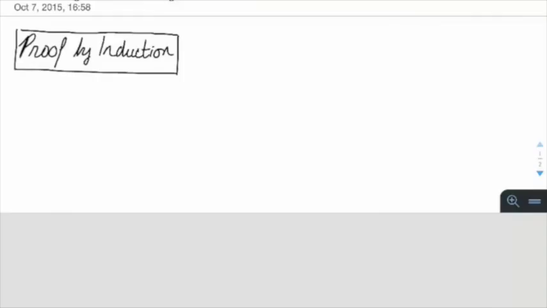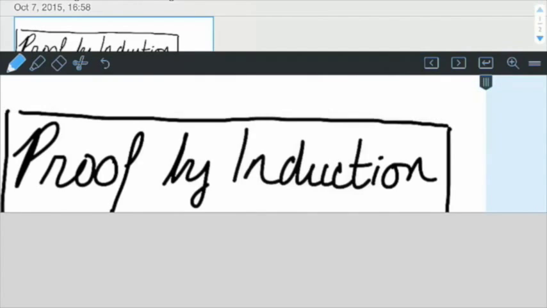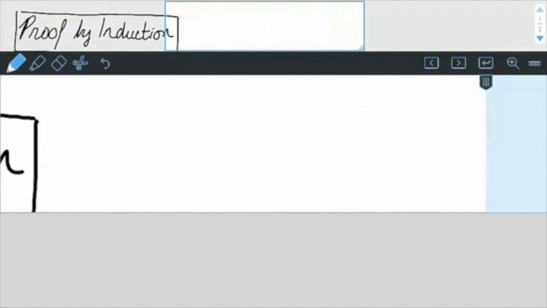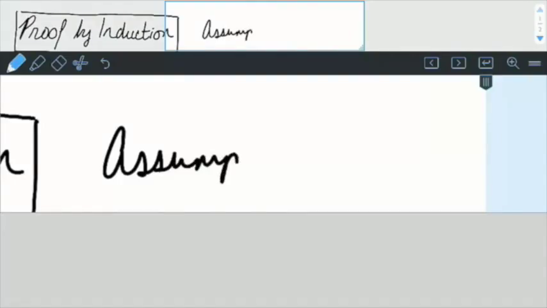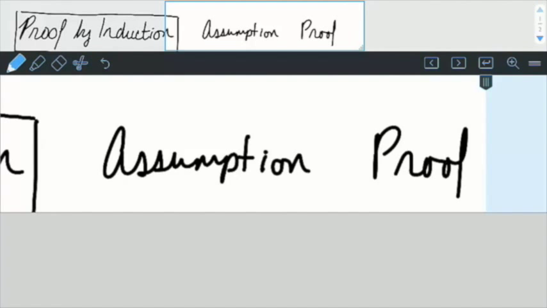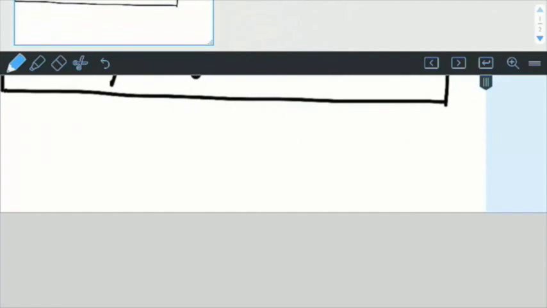Let's begin. Proof by induction always has two main parts: the assumption and then the proof itself. We start by assuming. We assume that our proof will be true. Whatever concept we are trying to prove will be true. Pretty funny way to start off if you think about it, assuming that what you're trying to prove is true.